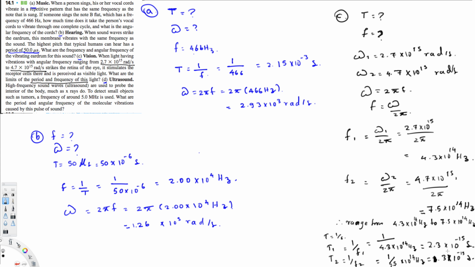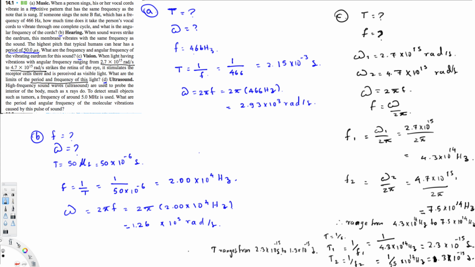So we have the value for this T and the other T, so the range is going to be from here to here. The period T ranges from 2.3 times 10 to the power of minus 15 to 1.3 times 10 to the power of minus 15 second. So this is going to be the range for the period.